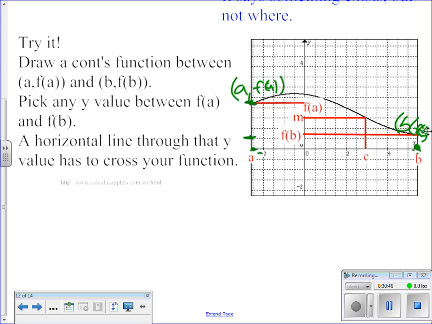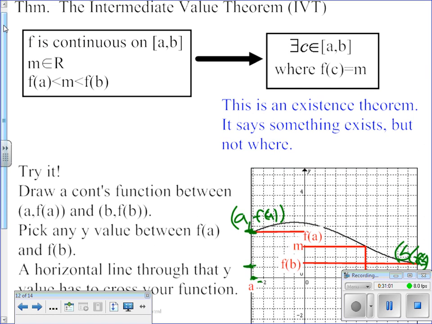It says, if I go from here to here, there's a place that I can find in between those two. It has to exist. The important part of this is it has to be continuous. If it's not continuous, the intermediate value theorem does not apply.